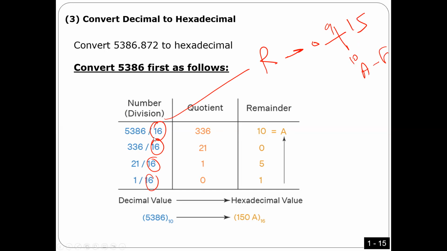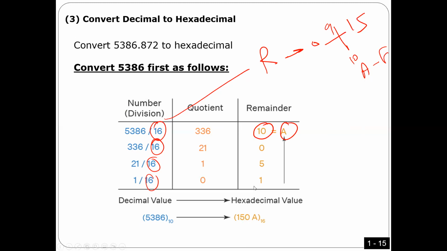So that's what I did here. I divided this number by 16. This is the quotient and the remainder is 10. So I'm going to replace it, because 10 is not a valid digit in hexadecimal. So I have to convert it to A. Then I divided the quotient again by 16. Quotient 21, remainder 0. 21 divided by 16, quotient is 1, remainder is 0. 1 divided by 16, quotient is 0, remainder is 1.